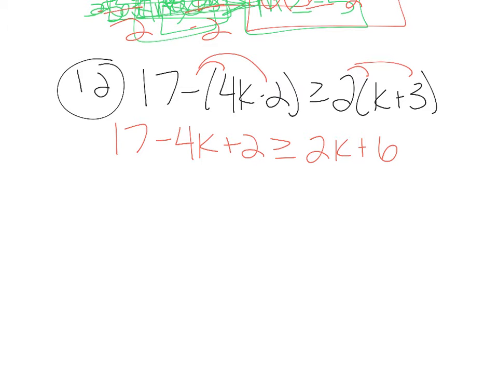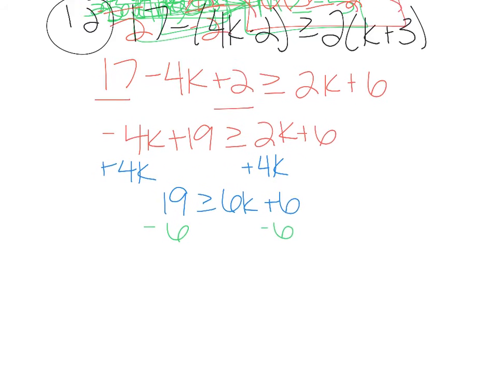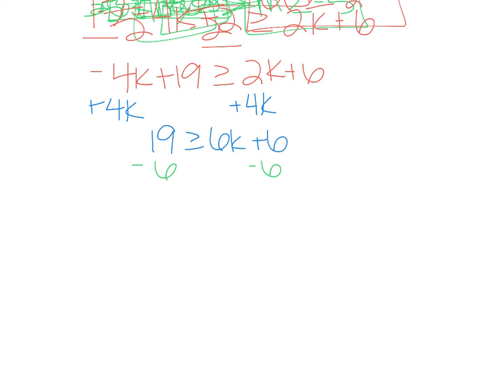Okay, let's combine like terms. On the left-hand side, I've got the 17 and the 2, which gives me negative 4k plus 19 is greater than or equal to 2k plus 6. Okay, next I've got k's on both sides of the equal sign, so you can really move them either direction, but for me, I'd like to work with positive numbers, so I'm going to move that negative 4k to the other side by adding 4k. So I have 19 is greater than or equal to 6k plus 6. And to finish this one out, we're going to subtract 6 from both sides. Okay, and I end up with 13 is greater than or equal to 6k.